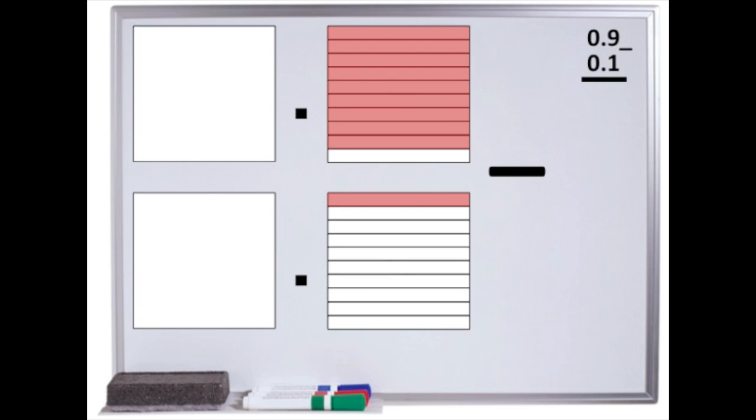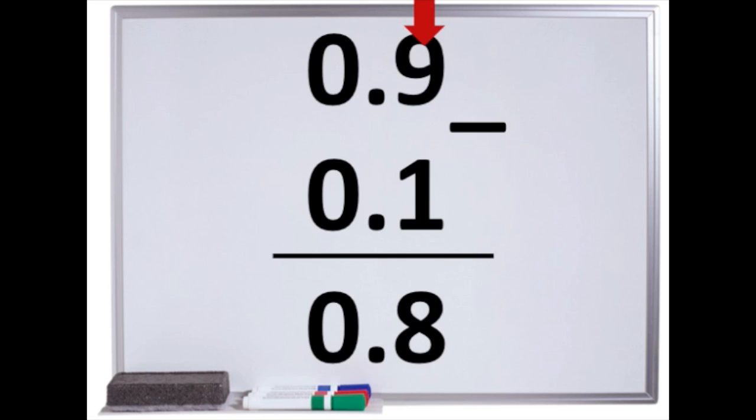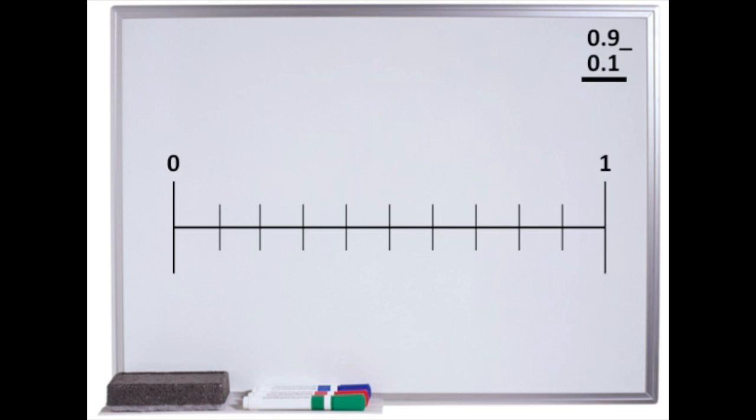Let's check that out using our number grid. If I took 1/10 away from my 9/10, I would end up with 8/10, which we know is the same as 0.8. Can you see that all we did is subtract column by column? The same as adding. Let me show you that using our number line.